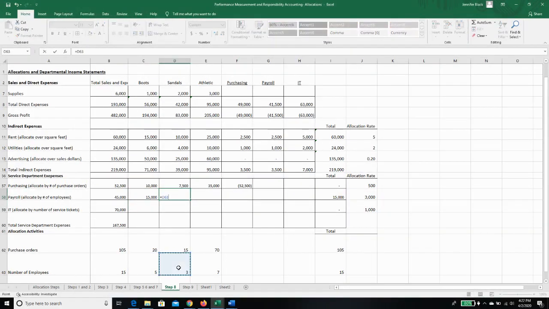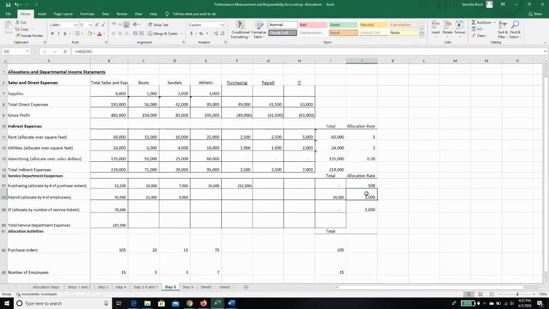Sandals has 3 employees times $3,000 per employee. Sandals is going to get $9,000 of payroll costs. And Athletic has 7 employees times $3,000 per employee. So they're going to get $21,000 of payroll costs. And we are going to be taking those costs out of the payroll department.